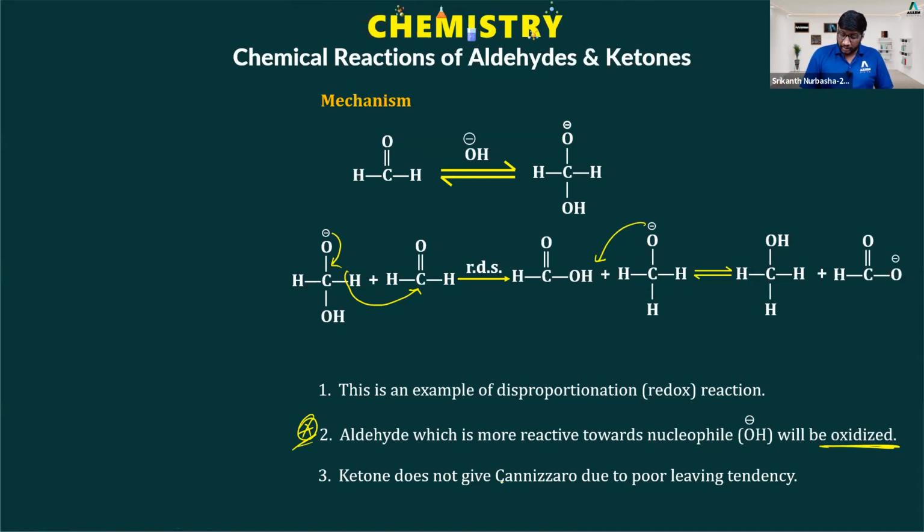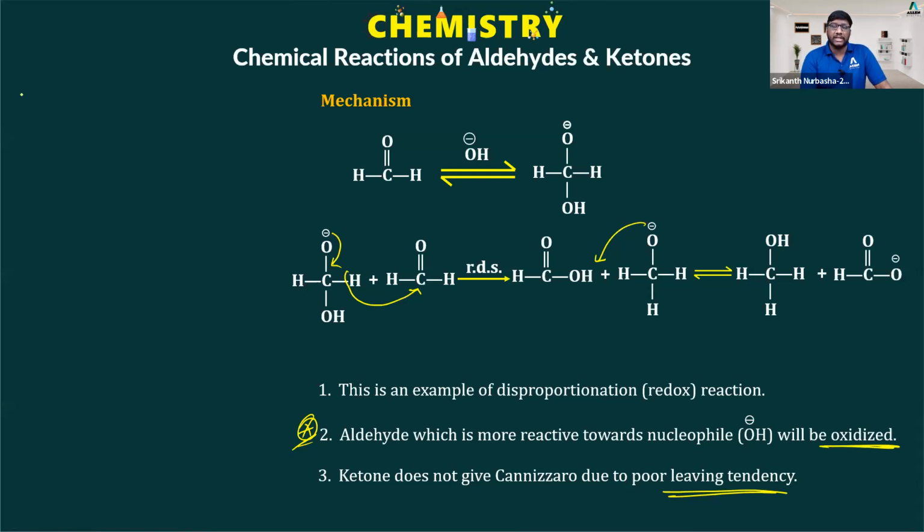Ketones do not give Cannizzaro due to poor leaving tendency. If you have ketones, the leaving tendency is poor. That is why they are not generally undergoing the respective Cannizzaro. And which aldehyde is more reactive? The aldehyde which is more reactive is oxidized.